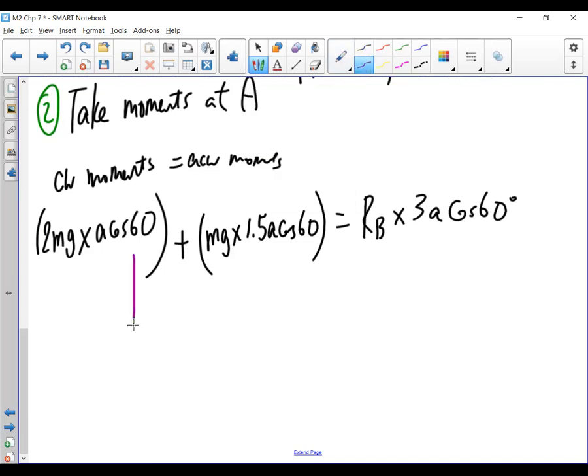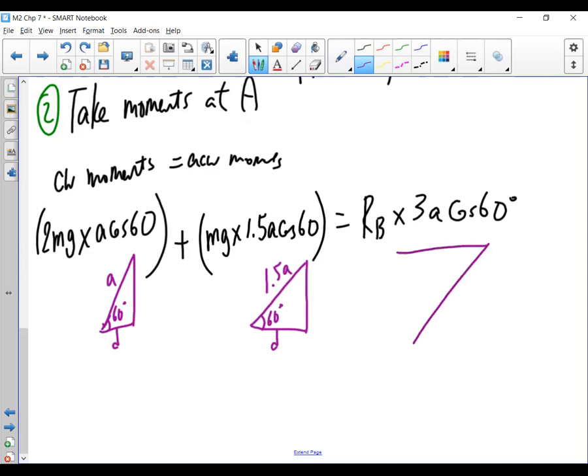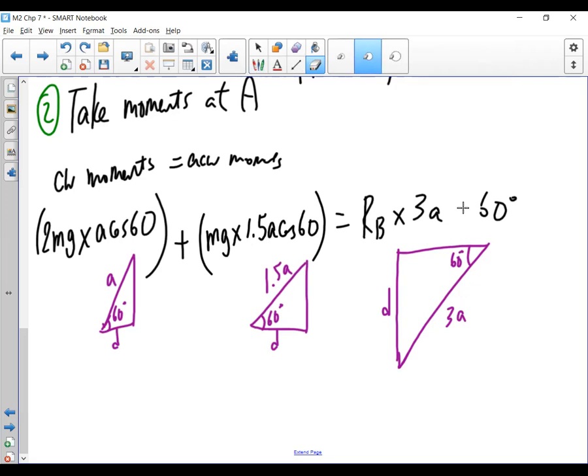just to help you. So in here, you can see that's the A, that's 60, that's the distance for this 2 mg. For the 1.5a cos 60, you've got the 1.5a, the 60, that's your distance. And for RB, you can do this. That's your 60 degrees, that's your 3a, and that's your distance. Okay, so not 3 cos 60, sorry, 3 sine 60, my bad.